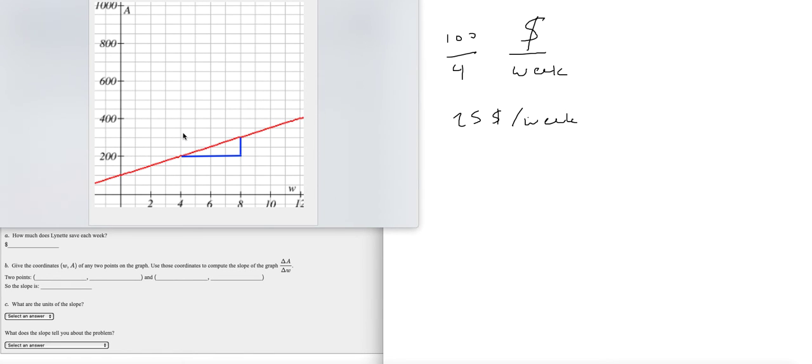And so then that's also going to be your slope. We can see that right here, looking at 1 week and then figuring out that the scale is 100 and it's going 1/4 of that. Or we could just grab those 2 points.